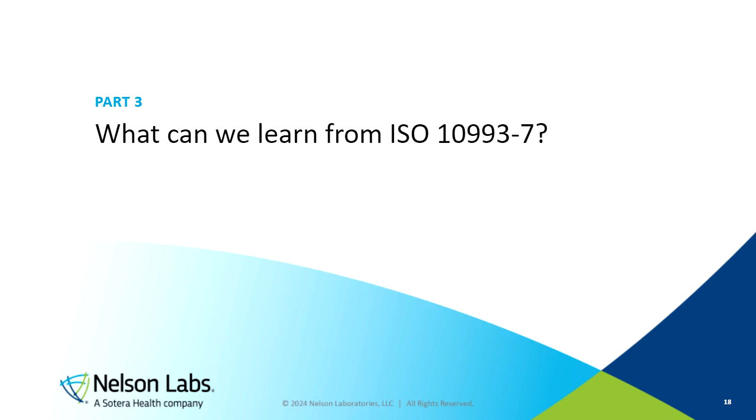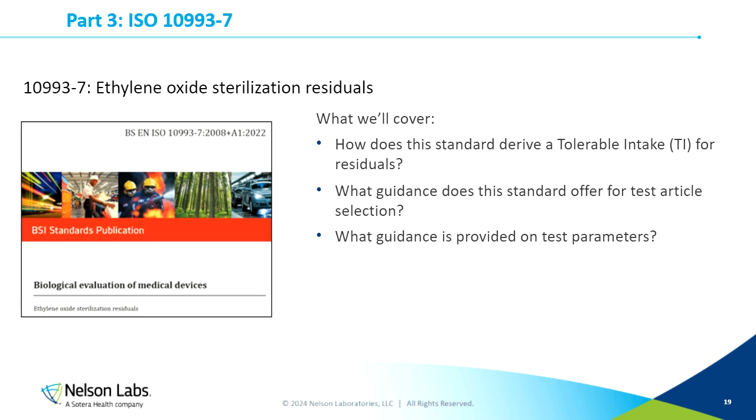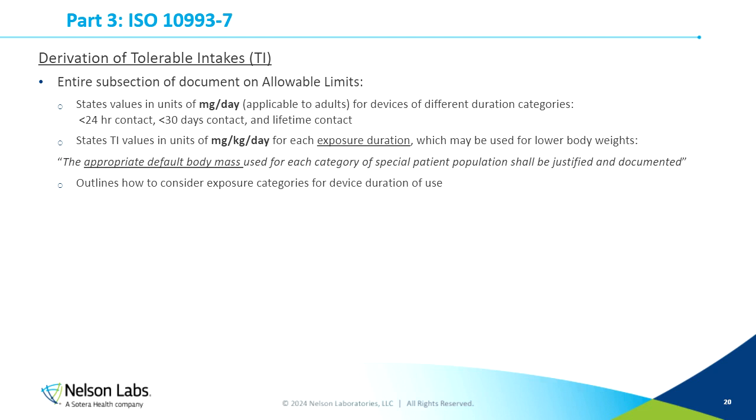Okay, so we're going to switch over to the ethylene oxide standard, which is ISO 10993 Part 7. And the first thing I want to talk about is basically looking at how does this standard discuss everything that I just talked about for the last 10 or 15 minutes. Then we'll switch gears and start talking about actual test article selection and testing parameters and see what kind of guidance we can gather from the ethylene oxide standard.